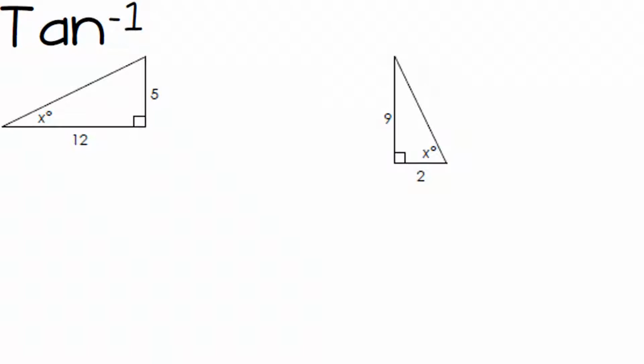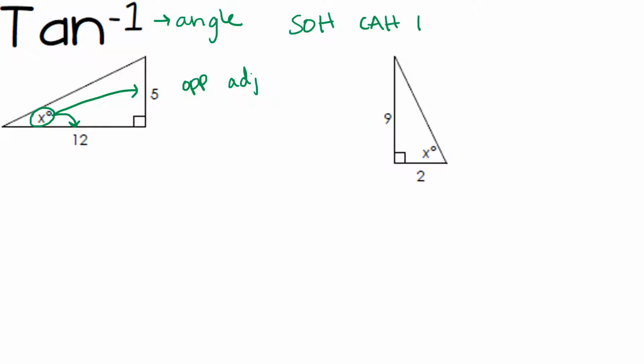All right, and our last two examples for the day, we're going to start again. We're finding x, and x is an angle, so I better be using an inverse operation. What am I given here? I'm given the side that is opposite and the side that is adjacent. If we remember back to SOHCAHTOA, the one that deals with opposite and adjacent is tangent. So we start by writing out tangent. My angle is unknown, so I fill it in with an x. Opposite is 5 over adjacent, which is 12.